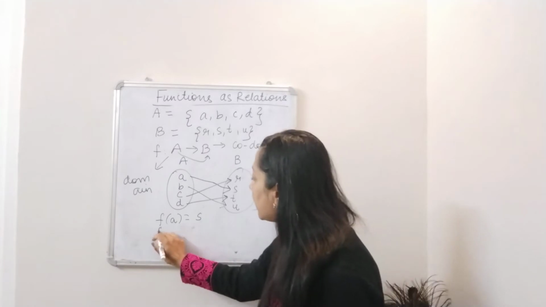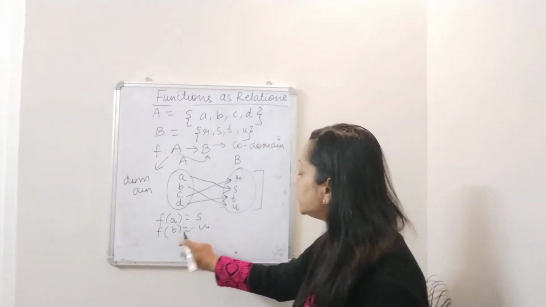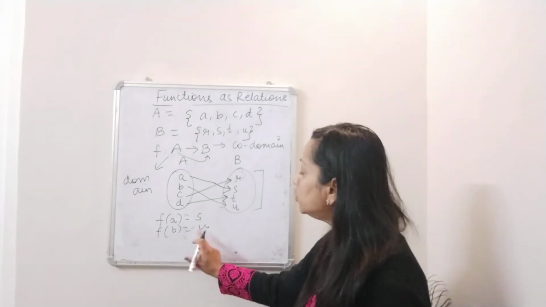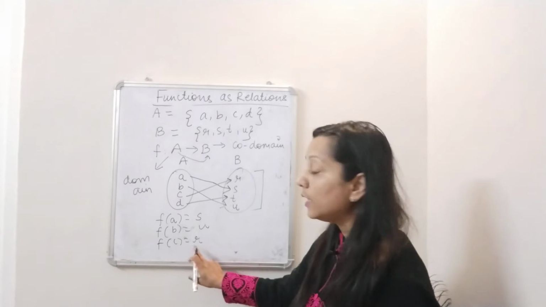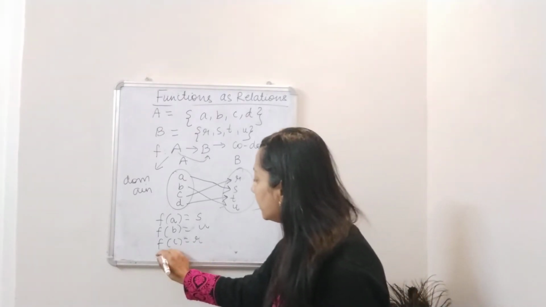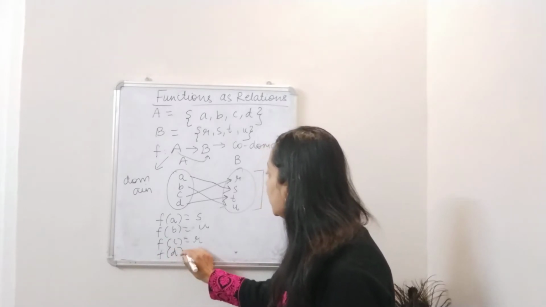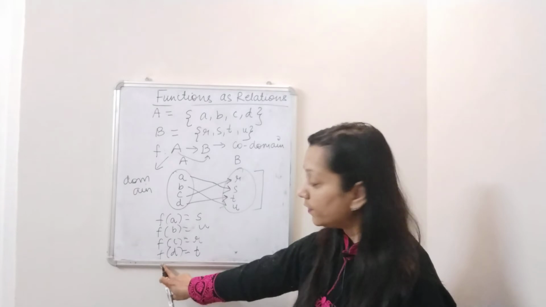I can say that f of B is equal to U. That means the image of B under F is U. F of C is equal to R. That is, the image of C under F is R, and f of D is equal to T. That means the image of D under F is T.